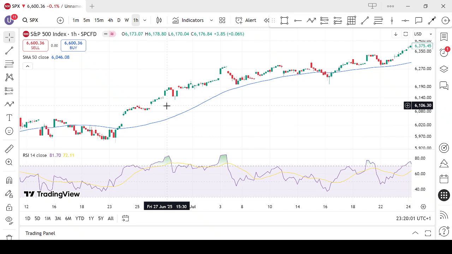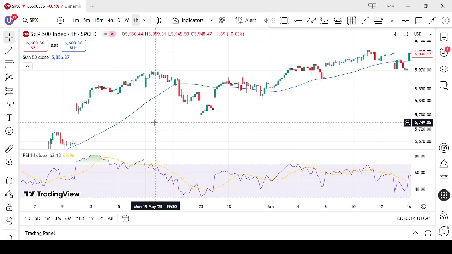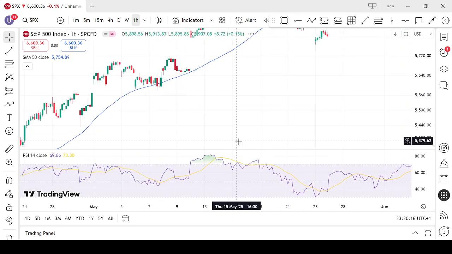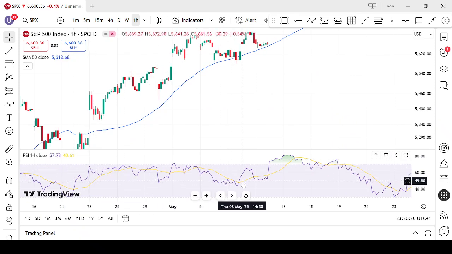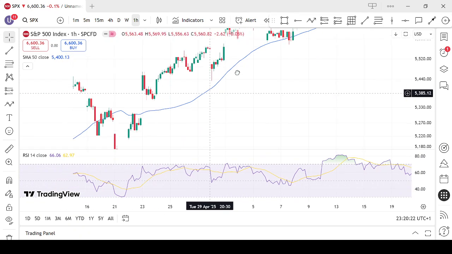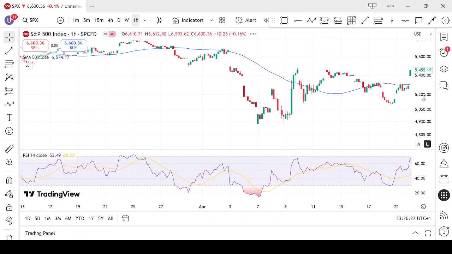You can also use your 50 period moving average to determine the trend and the RSI to gauge momentum before taking any trade. So for a sell trade, you need to wait for price to be trading below your 50 period moving average and you wait for your RSI to move below the 50 region. That will signify that you are in a selling position.